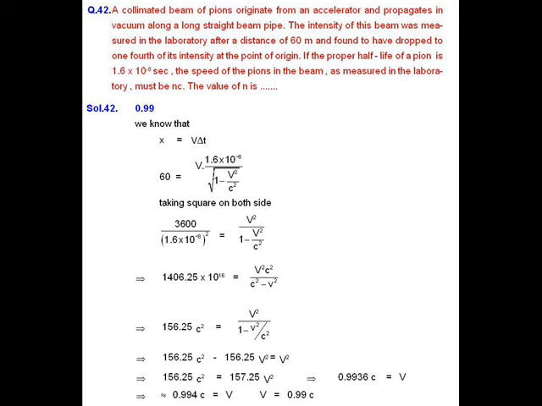By taking the square on both sides, 3600 divided by (1.6 × 10⁻⁸)², that is equal to v² divided by (1 − v²/c²). By solving this equation, we will get the velocity of the pions equal to 0.9936c. It means v is approximately equal to 0.99c. So the value of n is 0.99.